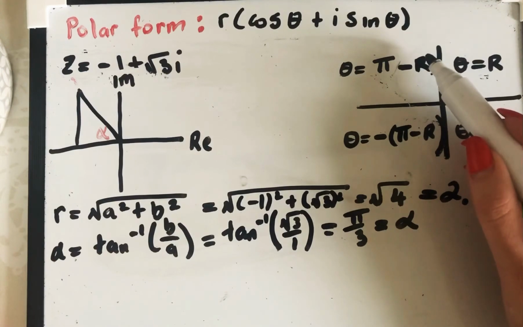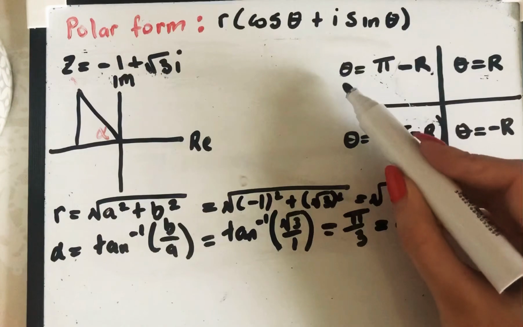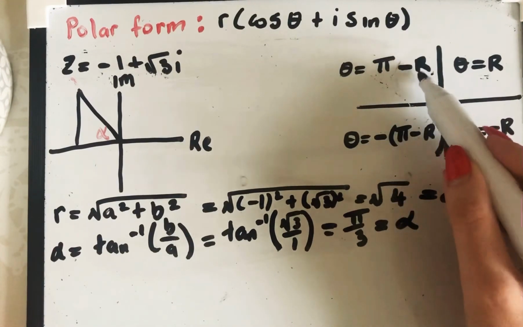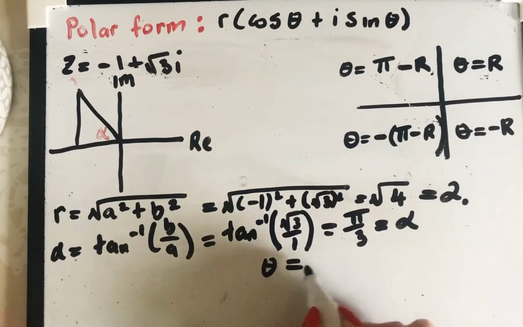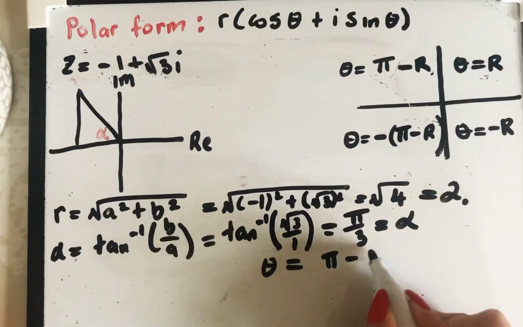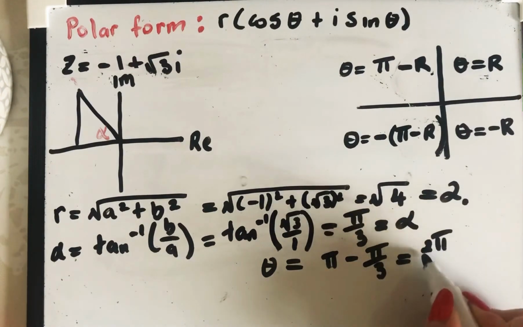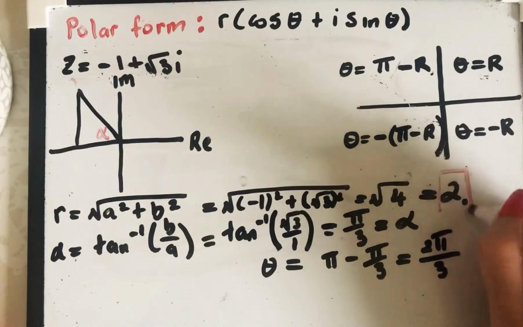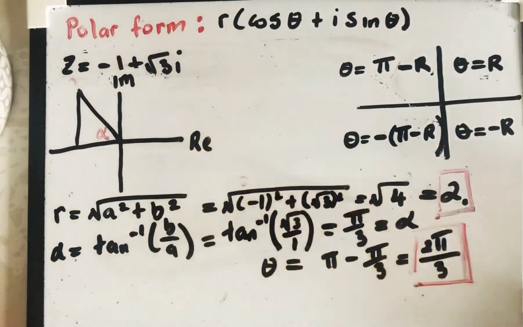So we know that our complex number is in the second quadrant. And the rule to find the value of theta is pi minus alpha, or pi minus the reference angle. So in this case, to find the value for theta, we will do pi minus pi over 3 to give us 2 pi over 3. That is the value of our theta. So we have our two values: our modulus, which is 2, and our theta, which is 2 pi over 3.